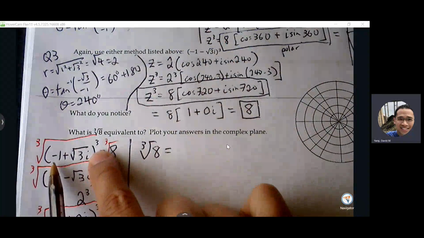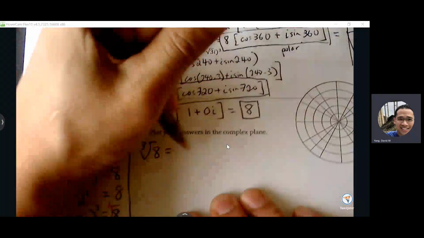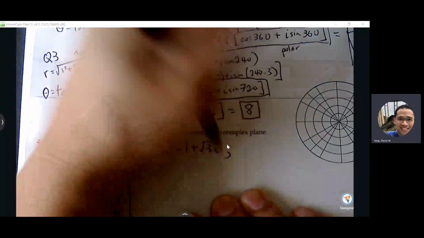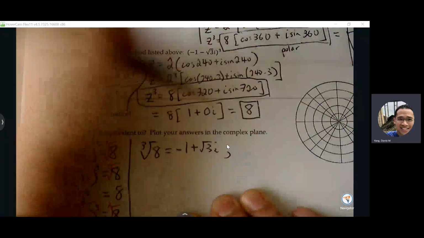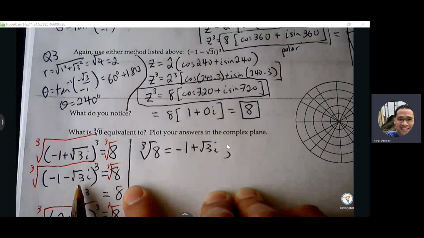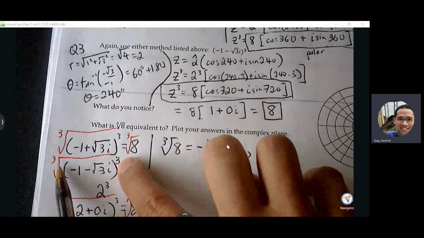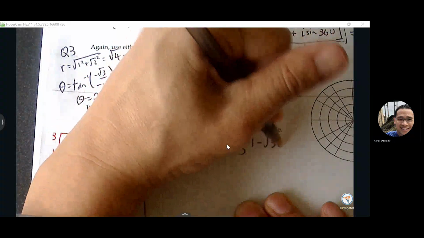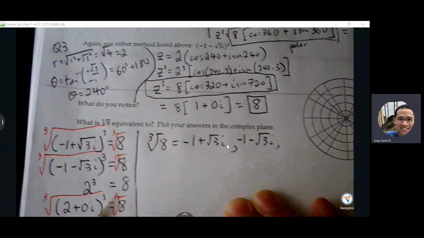It's either, the cube root and the 3 just goes away, negative 1 plus root 3i. The cube root of 8 is also equal to negative 1 minus root 3i, because anytime the cube root just wipes away that exponent. And then the cube root of 8 is also equal to 2.